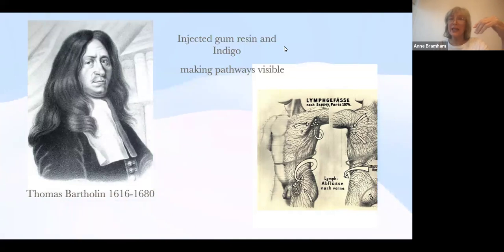And it was in his studies of art history that he basically became quite fascinated with some of these drawings, copperplate drawings, in which the lymph system was actually displayed. And this was the work of Thomas Bartholin way back in the 1600s. And so what he'd done is inject gum resin and indigo into a corpse and basically making the pathways visible.